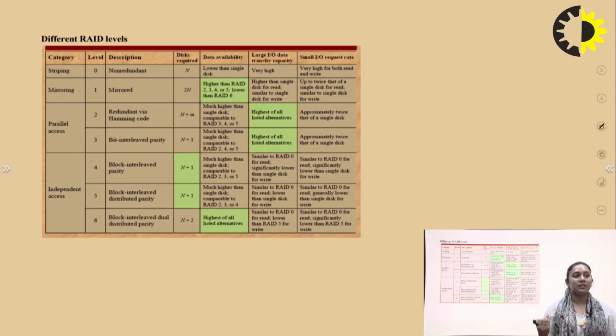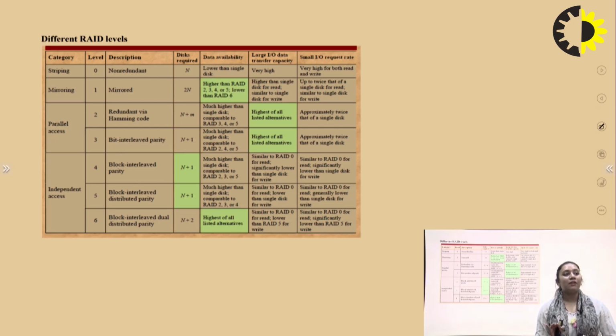Let's talk about the further RAID levels. Level 1 can give you up to twice the single disk read and write performance, right? RAID level 2 is redundant via Hamming code. In this we use the Hamming code, which is the highest of all the listed alternatives. Next we have level 3, which is bit interleaved parity, and it can approximately give you twice the single disk performance.